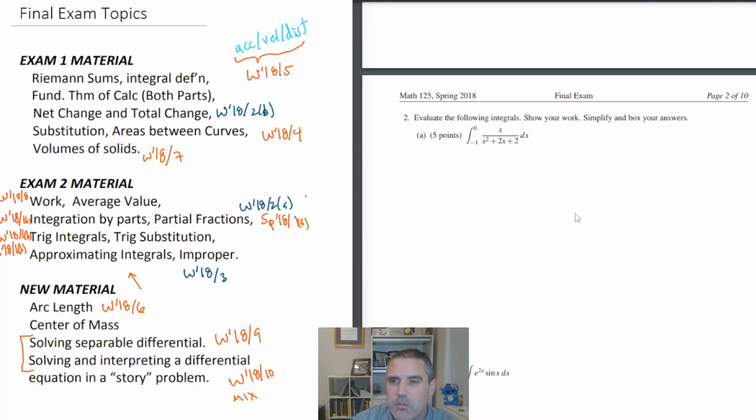An improper integral. It's a rational function. It looks like it's an irreducible quadratic on the denominator. So I'm going to complete the square and have to do that. But really, I think of that as a partial fraction problem. So spring 18, question 2a.